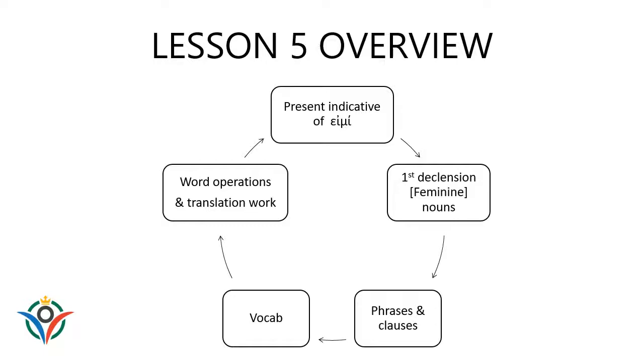Today we'll be looking at the present indicative of εἰμί. We'll also be looking at the first declension nouns. We'll do some English revision by looking at phrases and clauses. I'll then introduce you to your new vocabulary for this lesson. And then using that vocab and the concepts that we've learned from this lesson, we'll do some parsing and translation work together. So if you're ready, once again, I am raring to go. So let's go.